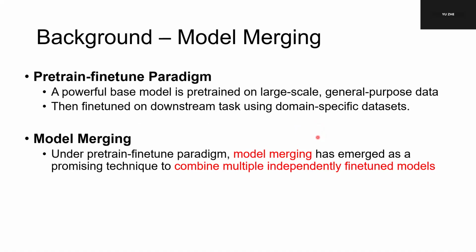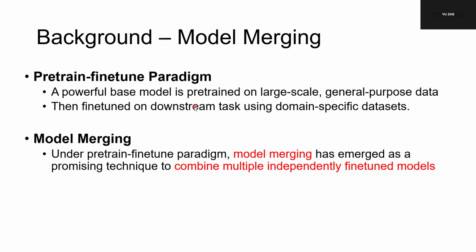So first, let me give some background about model merging. Recently, a very popular paradigm to train a model is called the pre-train fine-tune paradigm. We first train a powerful base model on large-scale general purpose data, and then fine-tune such a model on downstream tasks using domain-specific data. One example is that we first pre-train the ResNet 18 on ImageNet, and then we fine-tune such pre-trained model on MNIST so that the fine-tuned model can solve the digit classification problem.